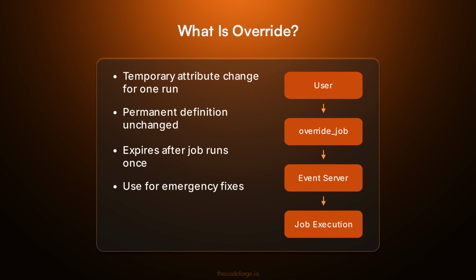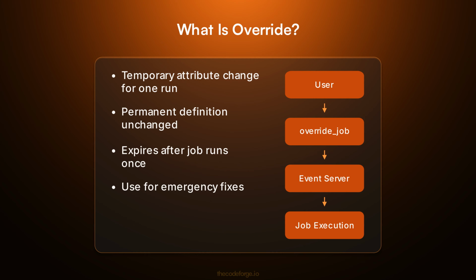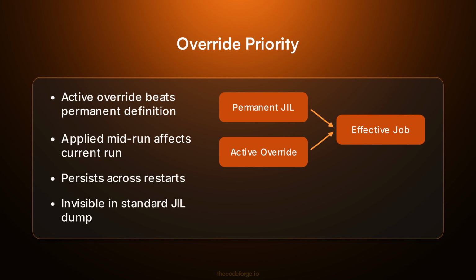A one-time override is a temporary modification to a job's attributes that applies only to the next execution. The permanent JIL remains untouched. It's like a sticky note on a job that gets thrown away after the job runs. The key rule: an active override always takes precedence over the permanent definition, even if you update the permanent JIL later. Overrides persist across server restarts and are not visible in autorep queue output.